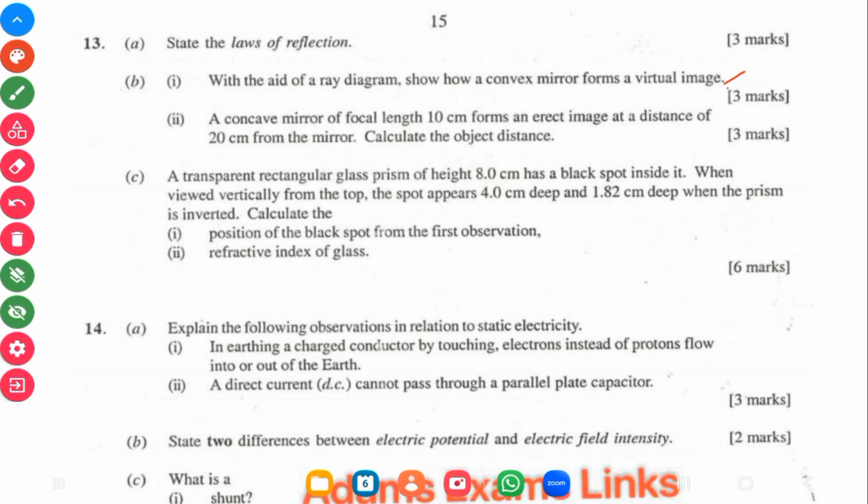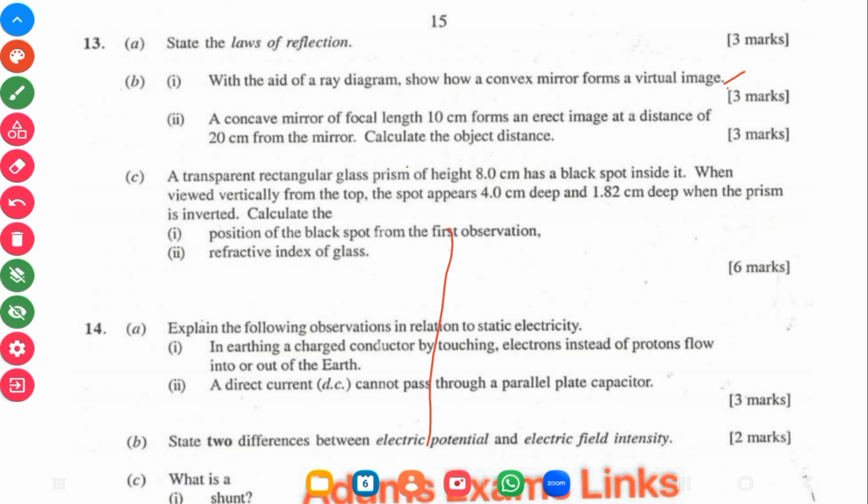Then question 13c also has to do with calculation in light. A transparent glass prism of height 8 centimeters has a black spot inside it. When viewed vertically from the top, the spot appears 4 centimeters deep, and 1.82 centimeters deep when the prism is inverted. So real depth and apparent depth. Calculate the position of the black spot from the first observation and calculate the refractive index of the glass.